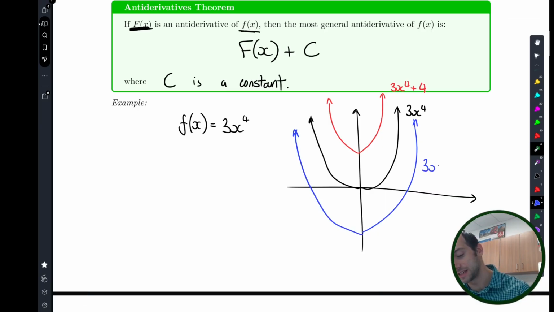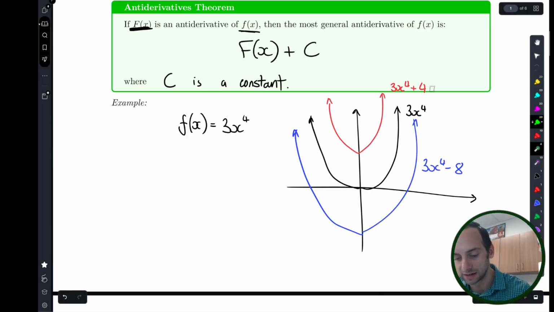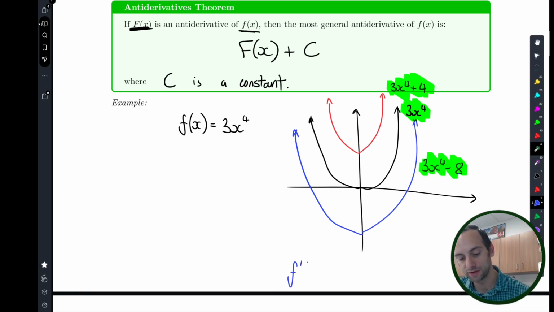So it's easy to see that all of these functions that we've written over here would all have the same derivative. All three of those things that are highlighted, they all have the derivative 12x cubed. Okay, so that's what this constant at the back of our function is doing. It's just moving it vertically.